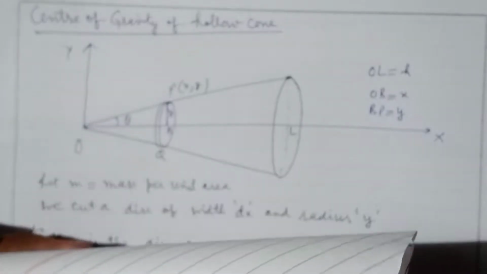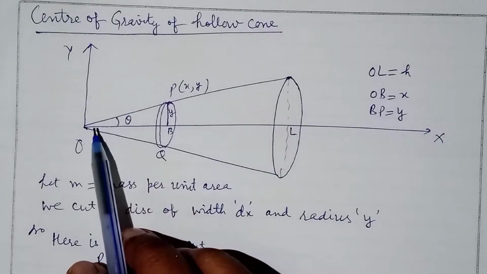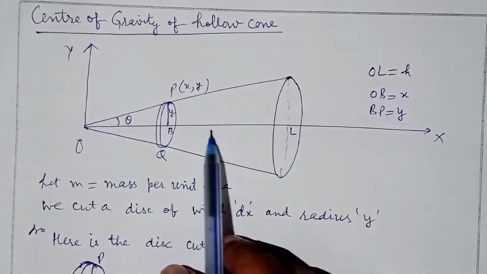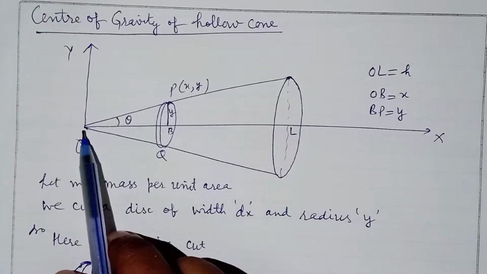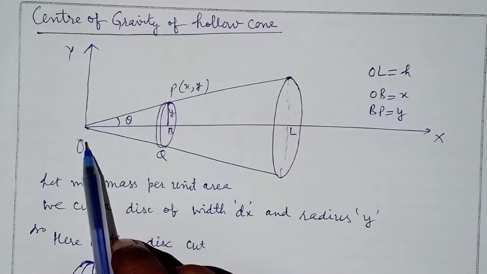Right. So what we do, look at the diagram. This is the hollow cone. This is the axis of the cone. It is OL. Right. O is the vertex of the cone.